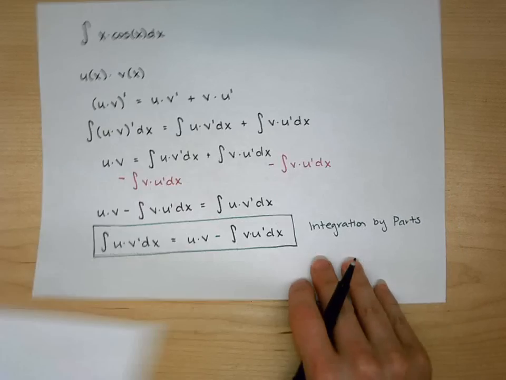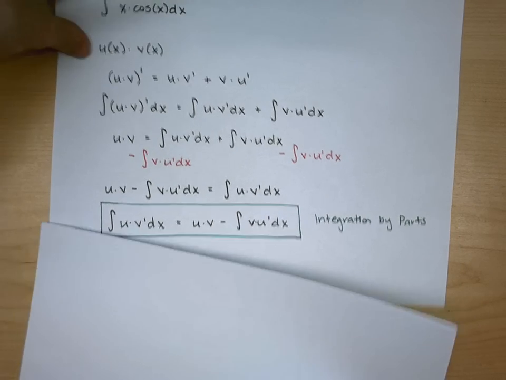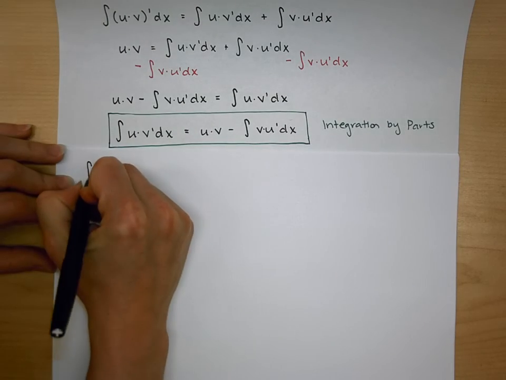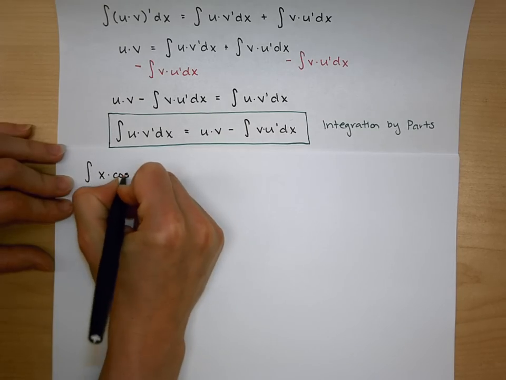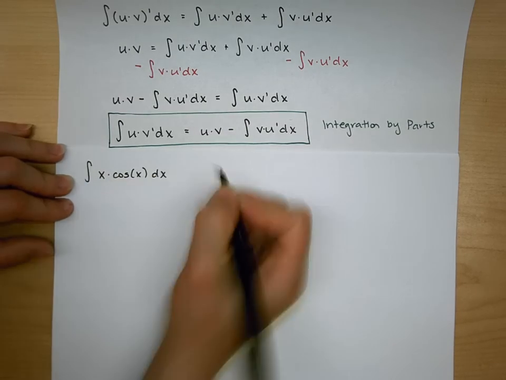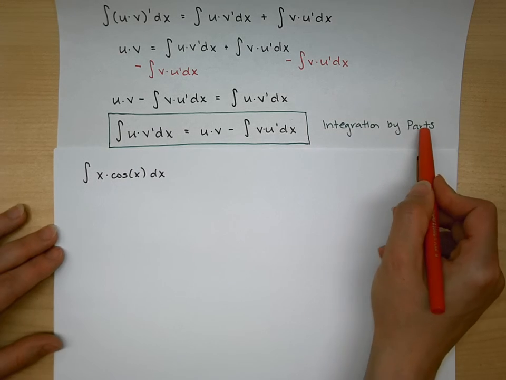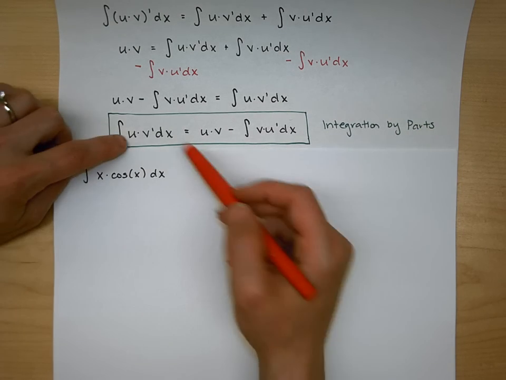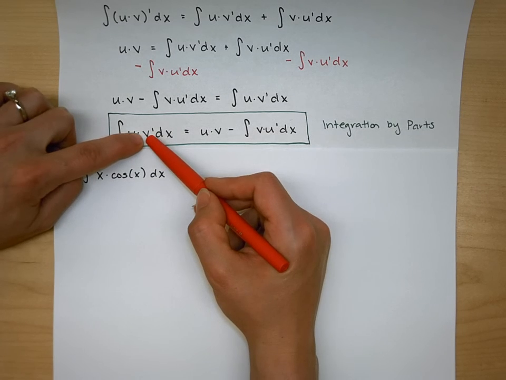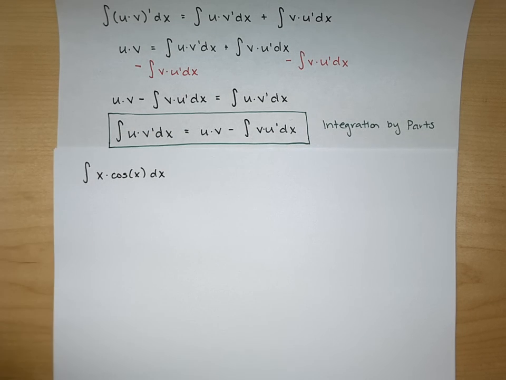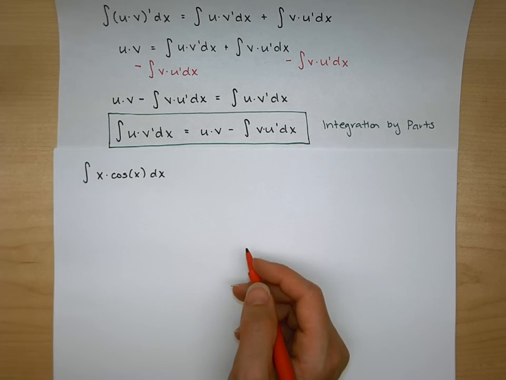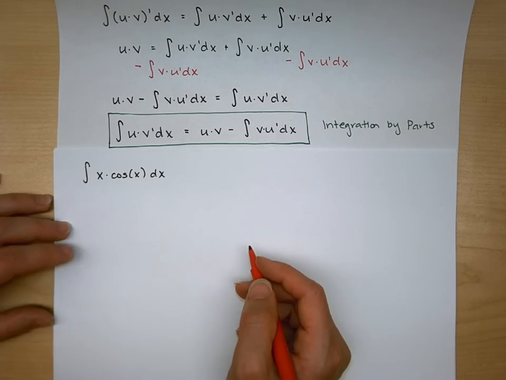Okay, so let's go ahead and look at this one that we were trying to get in the first place, the integral of x times cosine x dx. It's called integration by parts because there are really two different parts here. There's a u and there's a v prime. So we essentially are going to pick what we want to be u and what we want to be v prime.